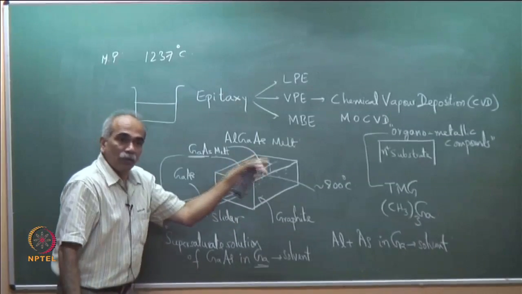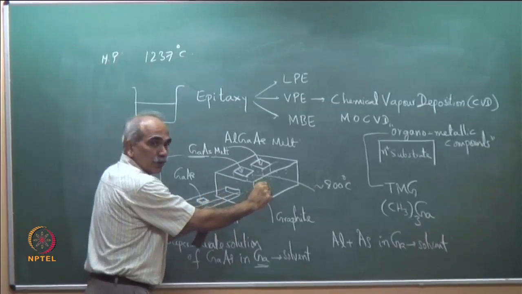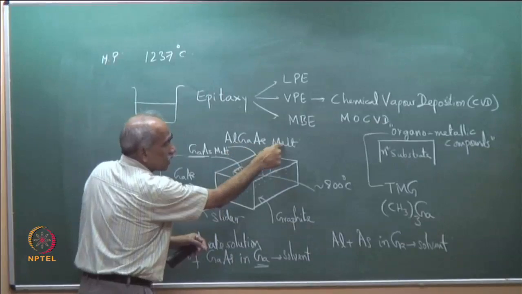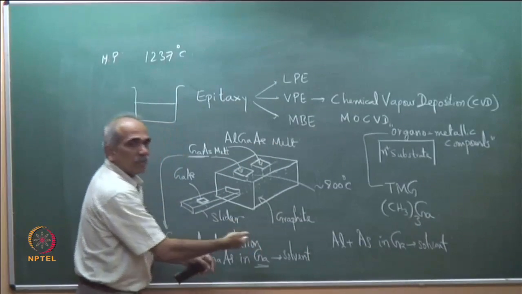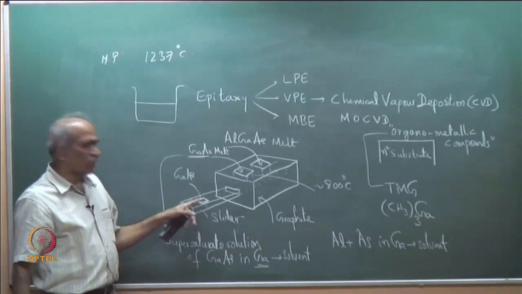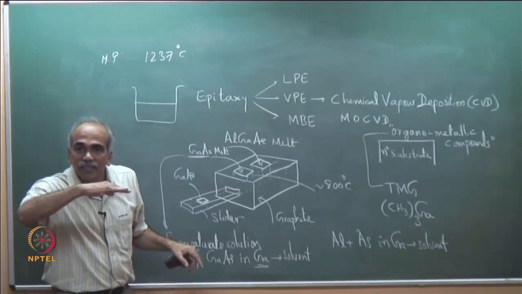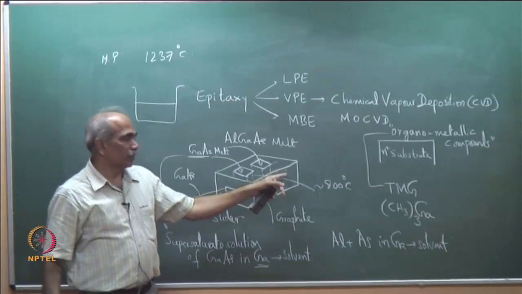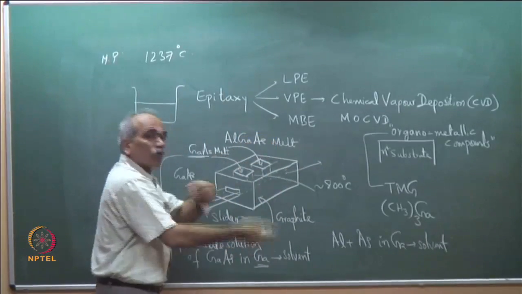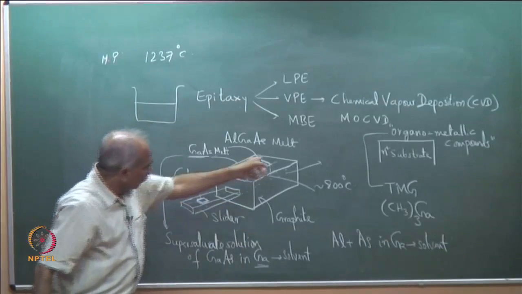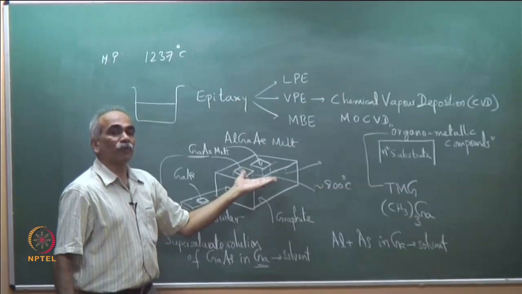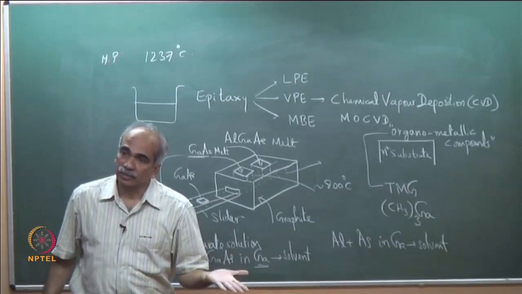Next, if I want to grow aluminum gallium arsenide, the slider is pushed further to the next slot under this pill box. There is aluminum gallium arsenide melt, and you again lower the temperature, and aluminum gallium arsenide will get deposited on the substrate. So you have gallium arsenide on which aluminum gallium arsenide is deposited. If you need gallium arsenide deposited again, or vice versa, to make double heterostructures, you can have more chambers here to deposit layers after layers.